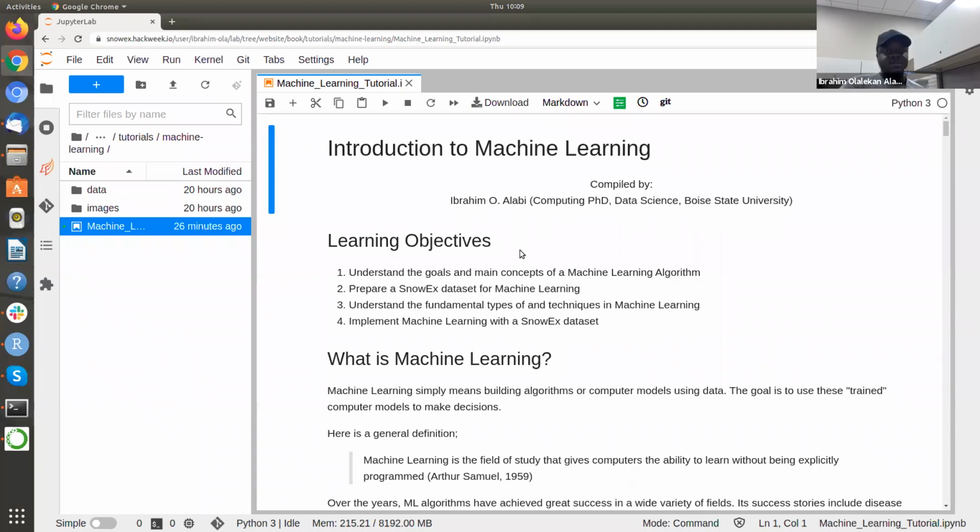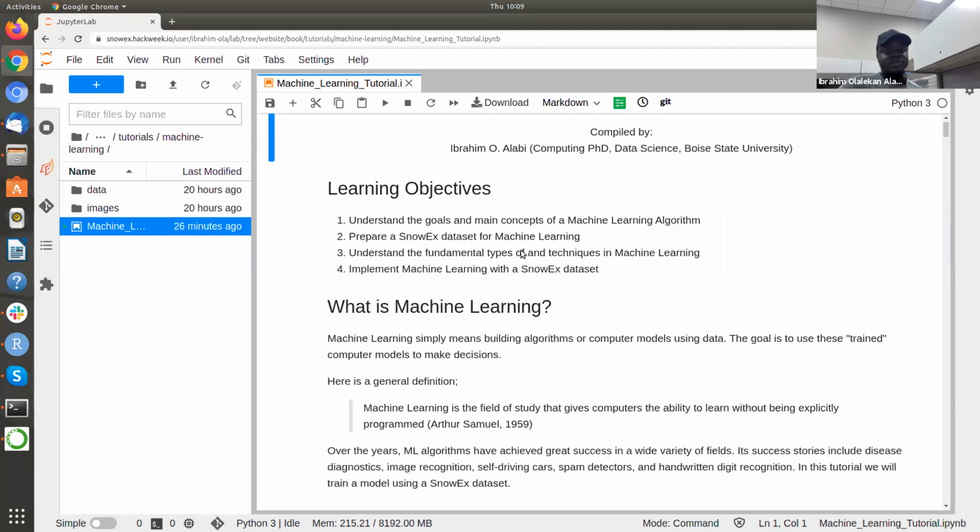The learning objectives of this tutorial are to understand the goals and main concepts of machine learning algorithms, to prepare a SnowEx data set for machine learning, to understand the fundamental types of and techniques in machine learning, and to implement machine learning with a SnowEx data set.